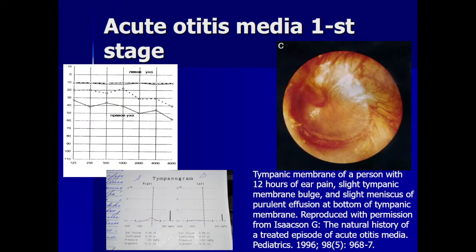So during the first stage, we may reveal this otoscopic picture: the tympanic membrane of a person with 12 hours of ear pain, slight tympanic membrane bulge, and a slight meniscus of purulent effusion at the bottom of the tympanic membrane. Reproduced with permission from Isaacson, the natural history of a treated episode of acute otitis media. You see the photo, the classical view of otitis media. Also, you may add tympanogram diagnosis, and we see the B-type flat curve and conductive hearing loss on an audiogram.